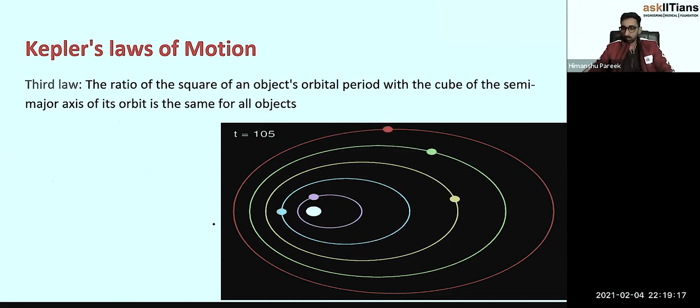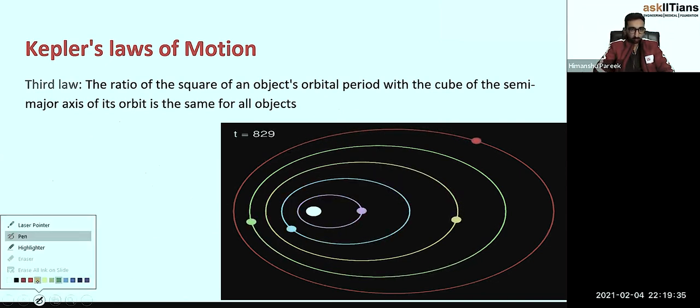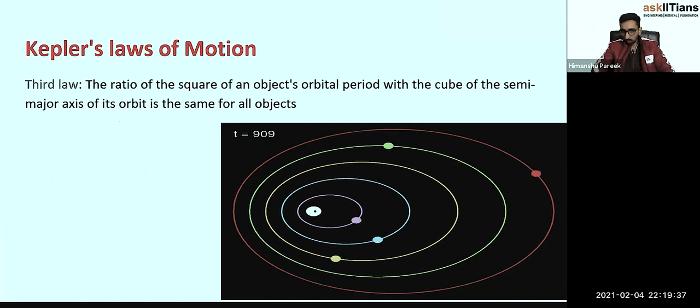Third law. The third law basically says that when the planet is going in an elliptical orbit, right? So suppose this is an elliptical orbit. Let us consider any one of them. Yellow one is okay, so let us consider the yellow one. So that's a moon here. Let me make it with yellow color. Okay, so that's the moon.